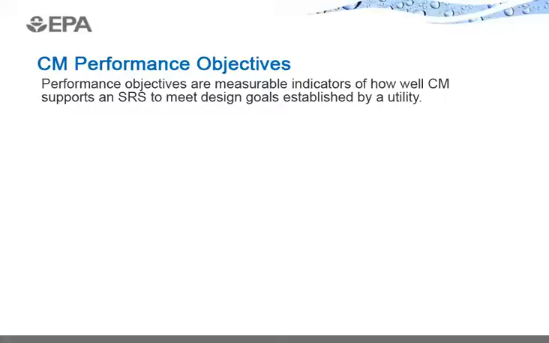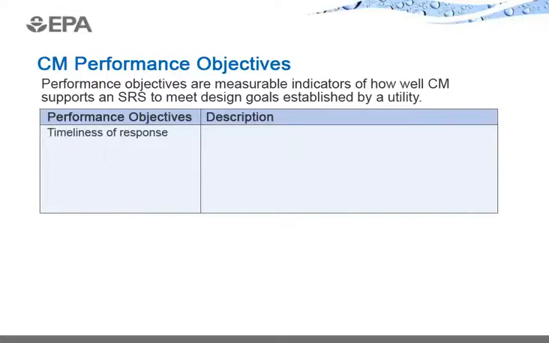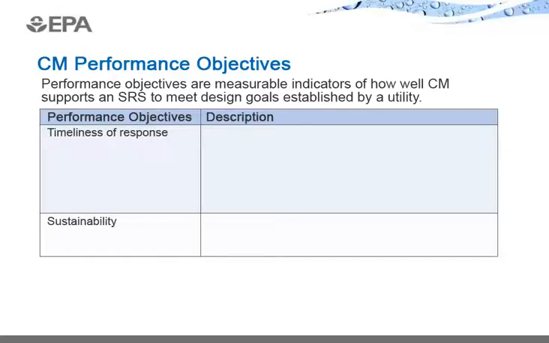Performance objectives are measurable indicators of how well CM supports an SRS to meet design goals established by a utility. Throughout design, implementation, and operation of an SRS, utilities can use performance objectives to evaluate the added value of each capability, procedure, or partnership. Specific performance objectives should be developed by utilities in the context of their unique design goals. Examples of performance objectives include timeliness of response and sustainability. CM supports these objectives in a number of ways.